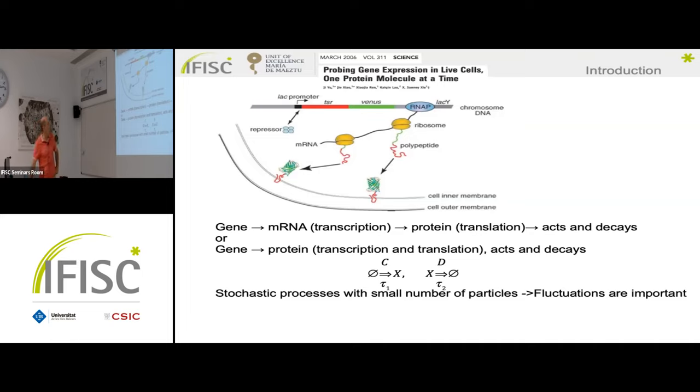When you look at proteins, of course, it's a small number of proteins. So fluctuations are important. The delays are important. More or less, how these delays are distributed is also important.